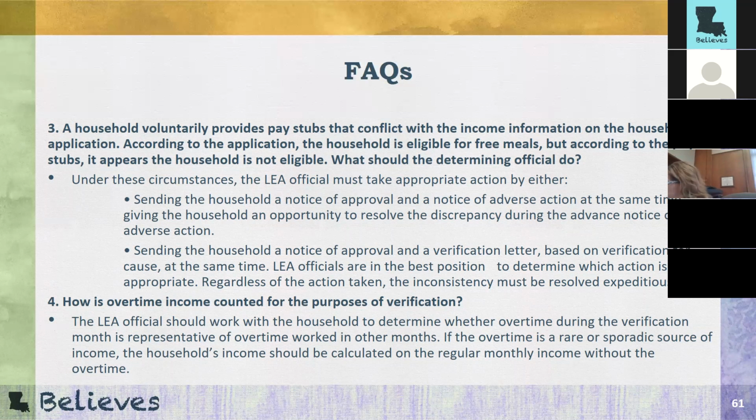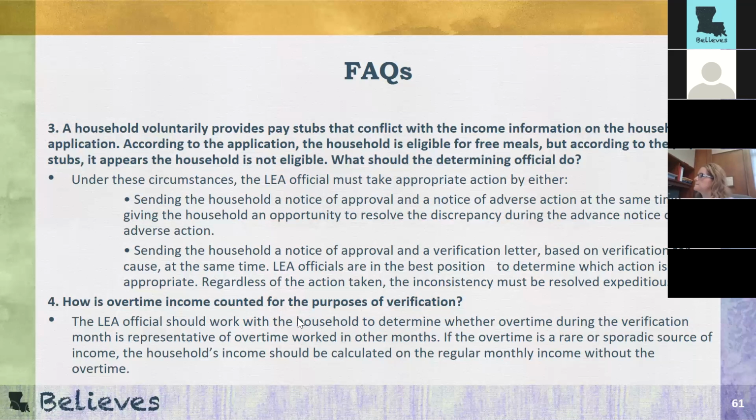Under circumstances such as these, the LEA official must take appropriate action by either sending the household a notice of approval and a notice of adverse action at the same time, giving the household an opportunity to resolve the discrepancy during the advance notice of adverse action, or sending the household a notice of approval and a verification letter based on verification for cause at the same time. LEA officials are in the best position to determine which action is appropriate. Regardless of the action taken, the inconsistency must be resolved expeditiously.